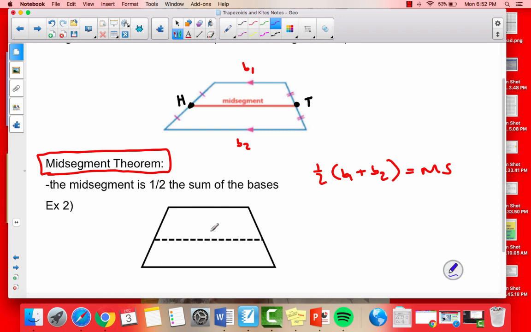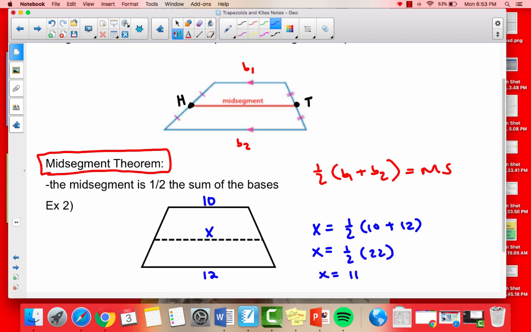Example 2 here. Let's say I wanted to find the length of this midsegment, and I told you that the top base was 10 and the bottom base was 12. Then what I would do is say that x is equal to 1/2 (10 plus 12). So add that together, we get half of 22, and half of 22 is 11. So the length of the midsegment is 11.